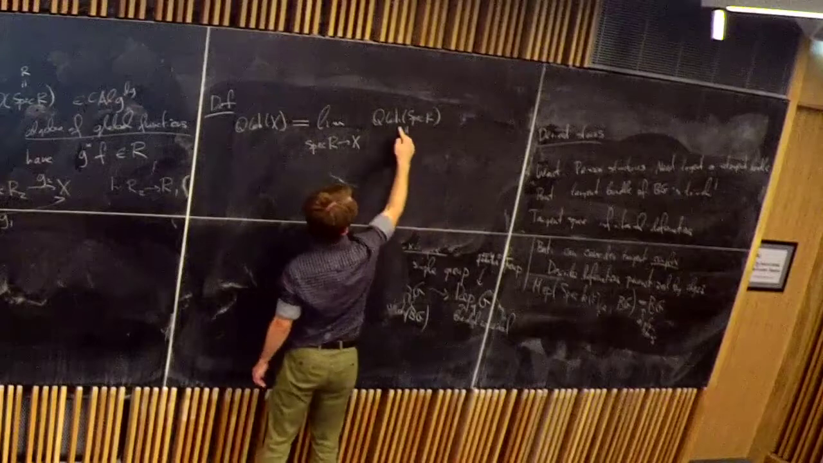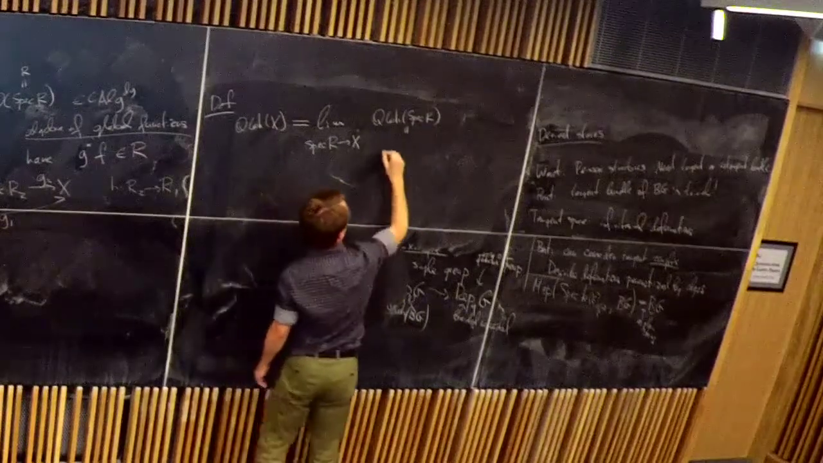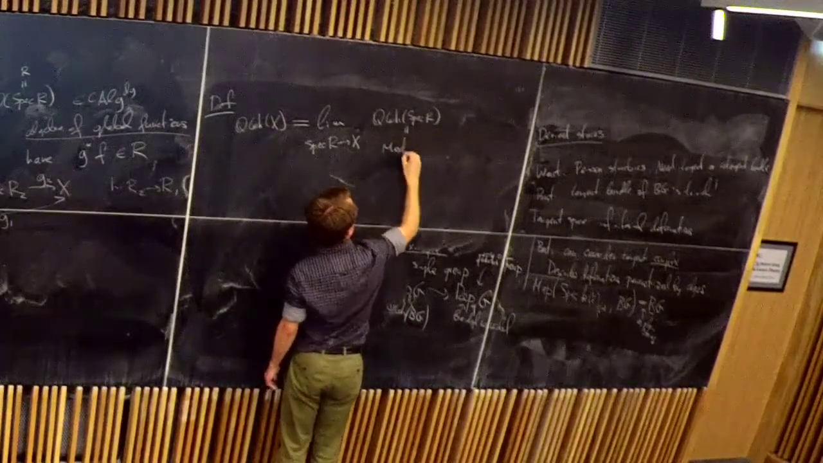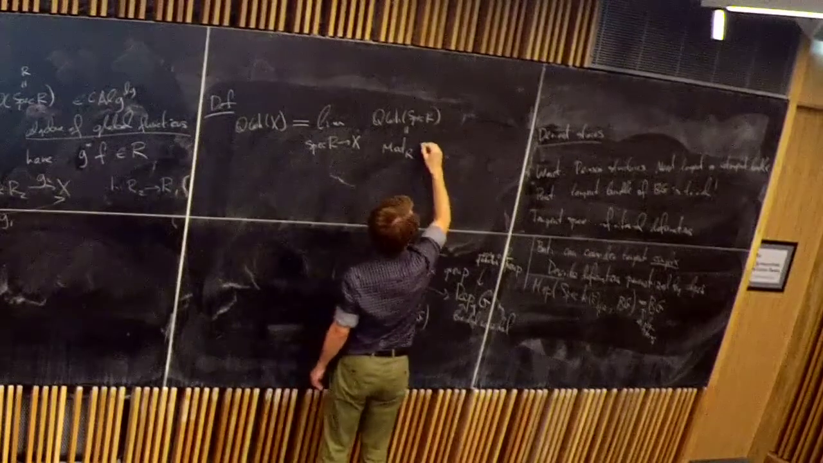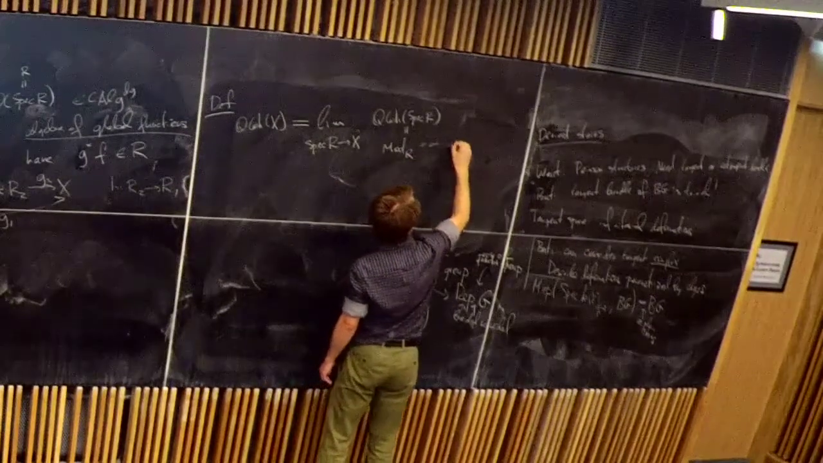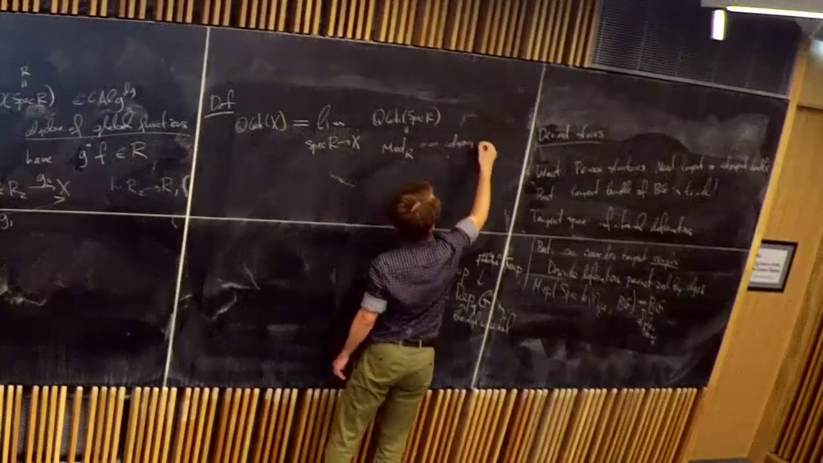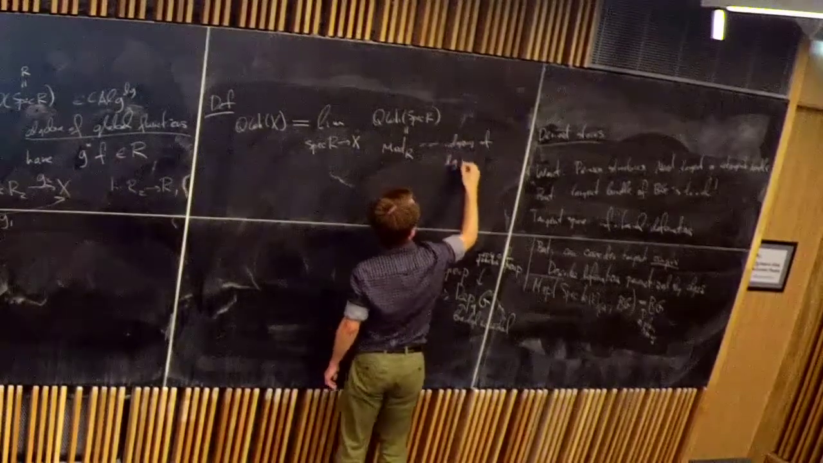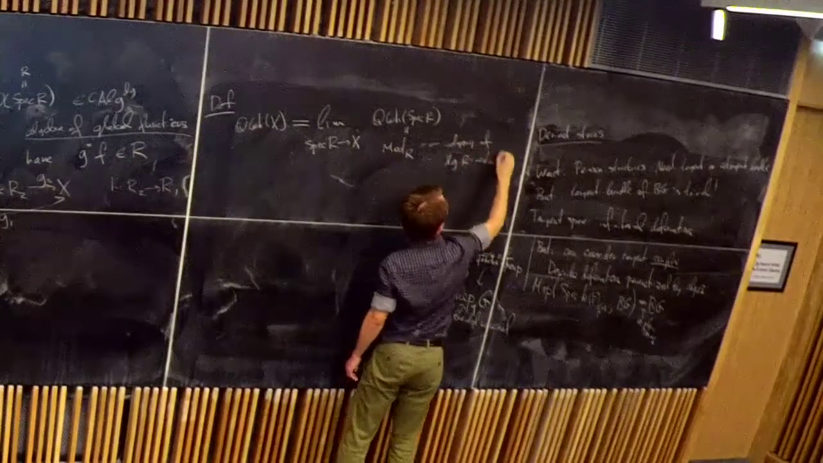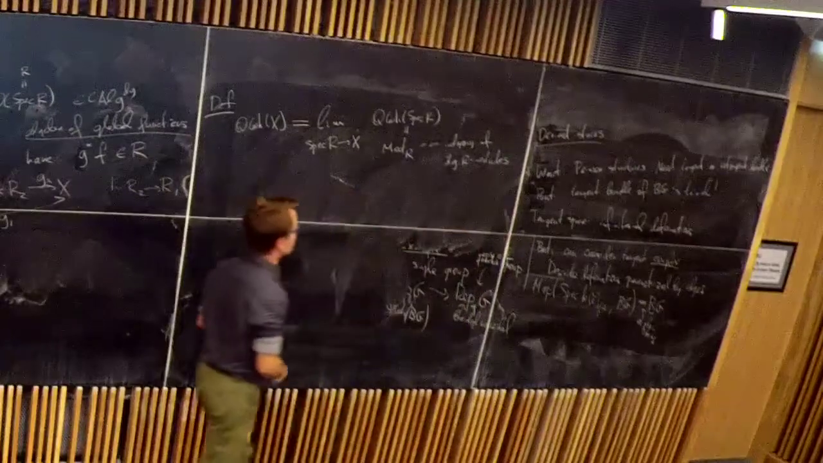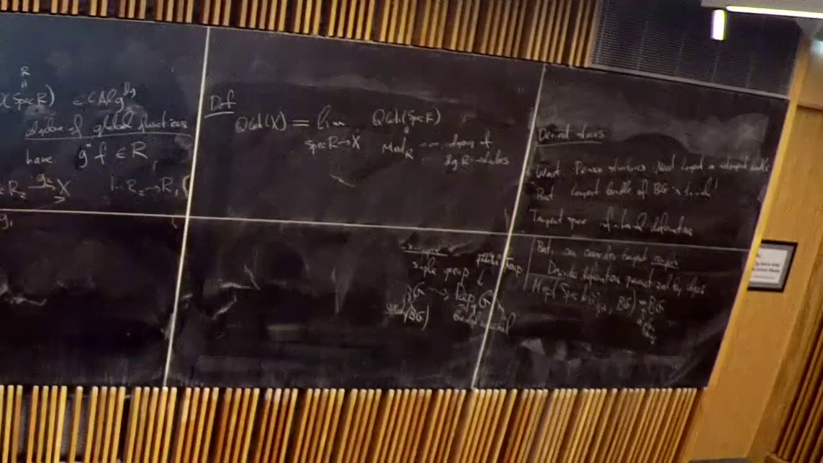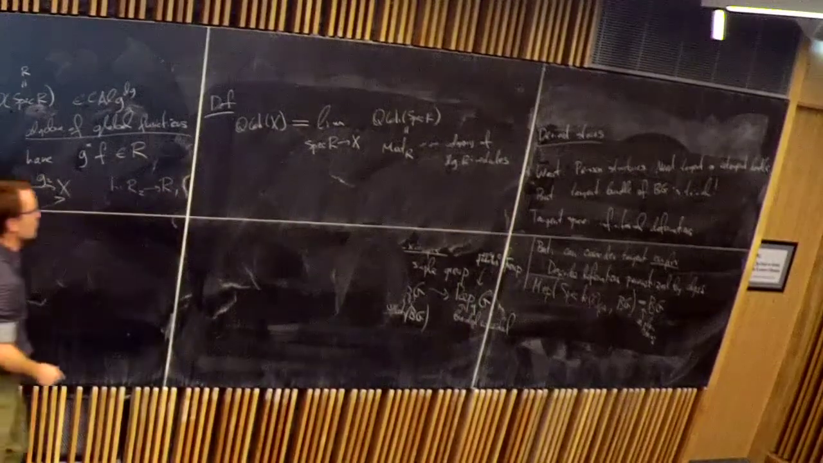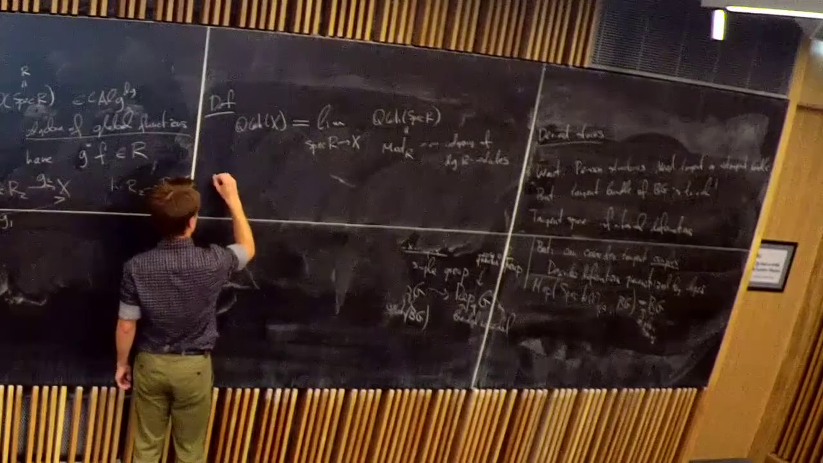So I will define quasi-coherent sheaves on Spec R to be mod R, which is the infinity category of DG R-modules, unbounded, and then take a limit in the same way. So this is the infinity category of quasi-coherent sheaves.